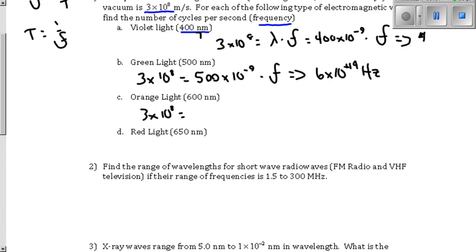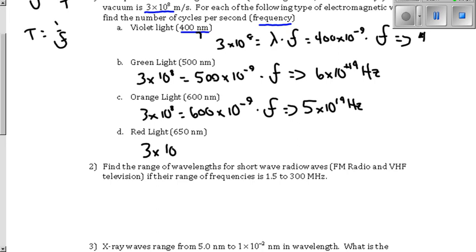For orange light, same thing. We're plugging it in here, 600. And we should start seeing some trends: as we are increasing our wavelength, our frequency is decreasing, which means our frequency here should be less than 6 times 10 to the 14th. And it in fact is. It ends up being 5 times 10 to the 14th hertz. And red light, which has the highest wavelength, should have the lowest frequency. After we plug everything in, 650 times 10 to the negative 9th times our frequency, that's going to give us 4.62 times 10 to the 14th hertz.